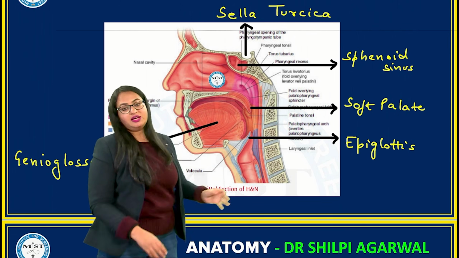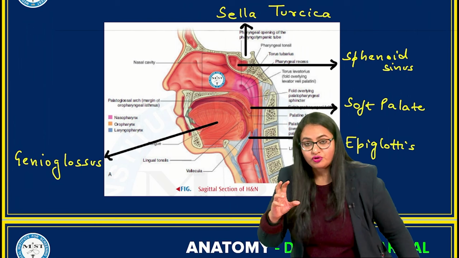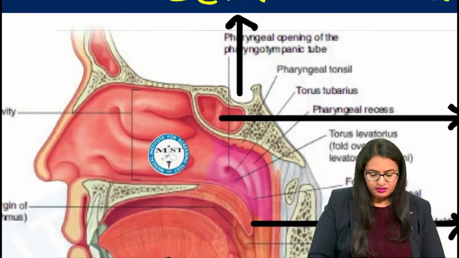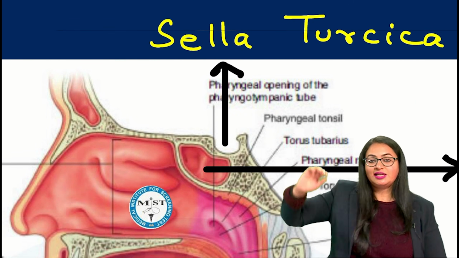Then towards the upper side, you can see this is the sphenoid air sinus, and in the body of sphenoid, just above this sphenoid sinus, there is a U-shaped depression. There is a U-shaped depression over here, and this is given the term as sella turcica.